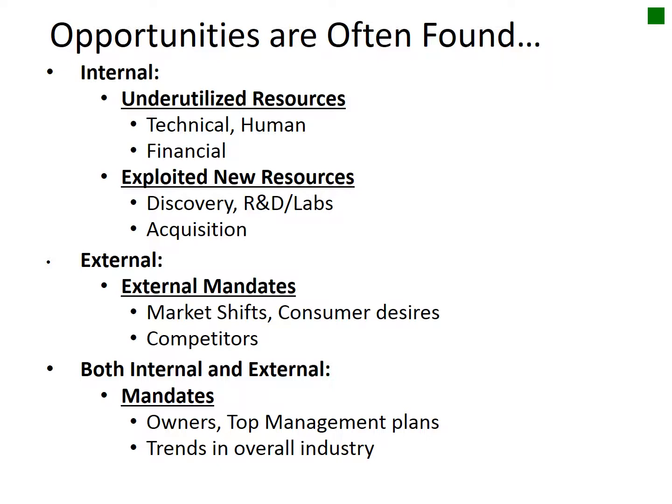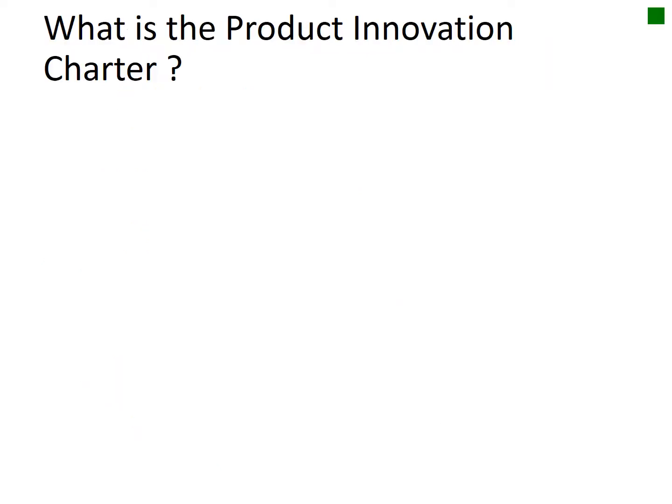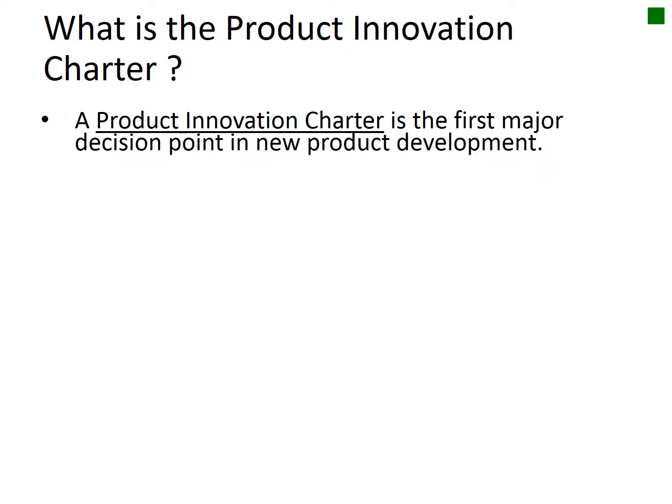Okay, so we know all about opportunities. We know what we need to think about there. Now let's shift gears a little bit and talk about what we call the Product Innovation Charter. This is one of the first big things that we do as we move through the product development process. We may have brainstormed, we might have done some creative work, we might have interviewed some customers, but at the end of this short-term process, after the brainstorming process, we're going to have a list of potential product ideas.